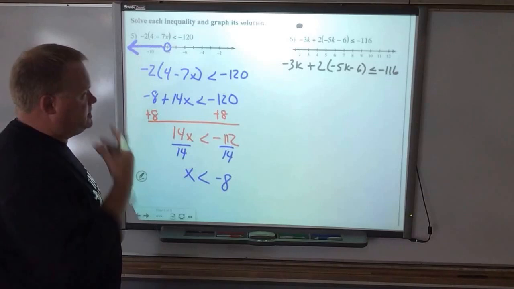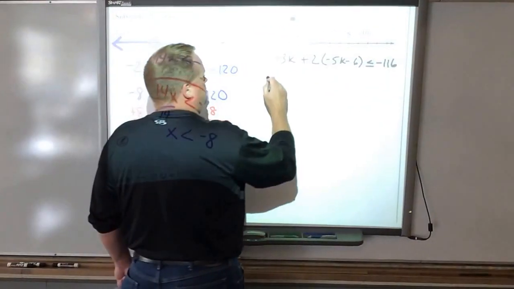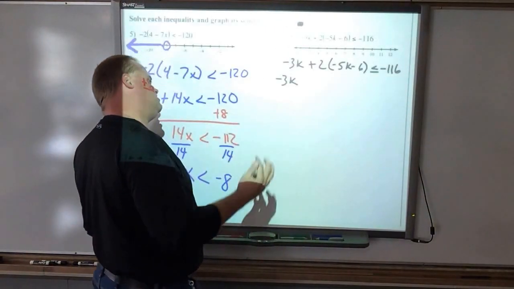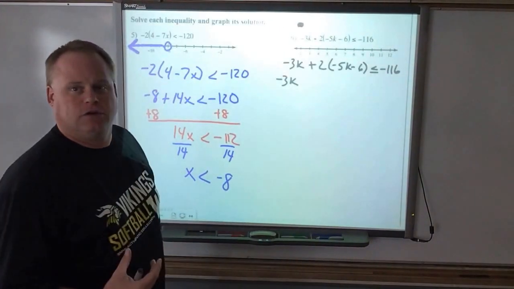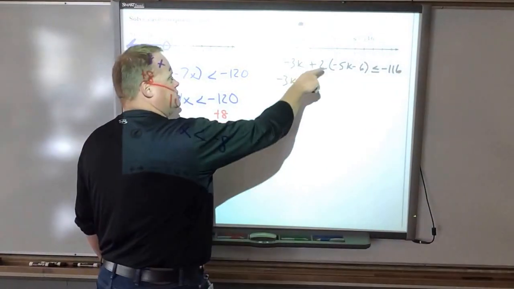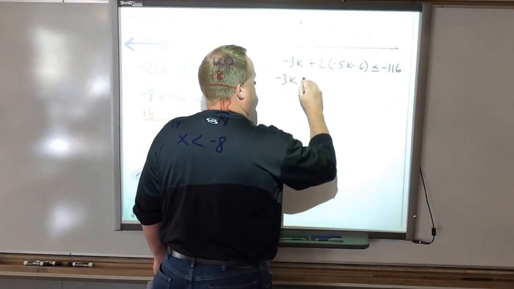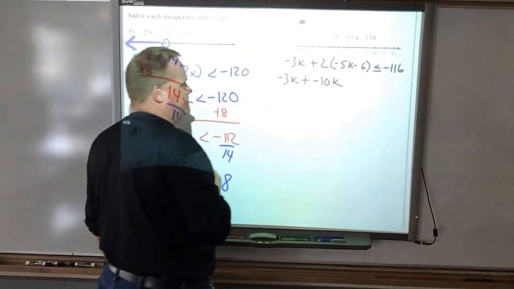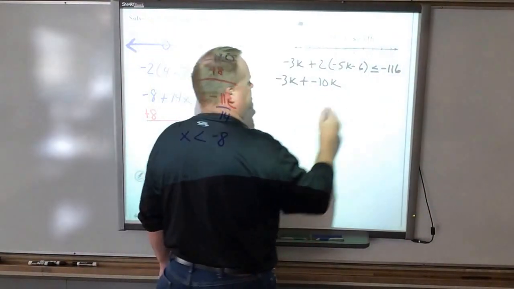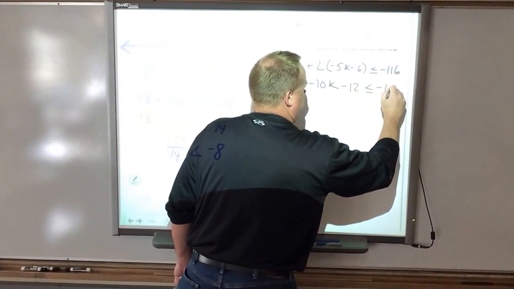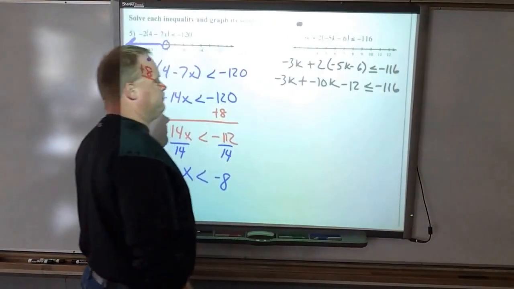First step I'm going to do is go ahead and distribute. My negative 3k stays home. It doesn't do anything. It's just going to chill. It's going to sit on the couch watching television while the other people do some work here. 2 times negative 5k, so that's a plus a negative k, and that's a negative 10k, and then 2 times negative 6 is a negative 12, less than or equal to negative 116.